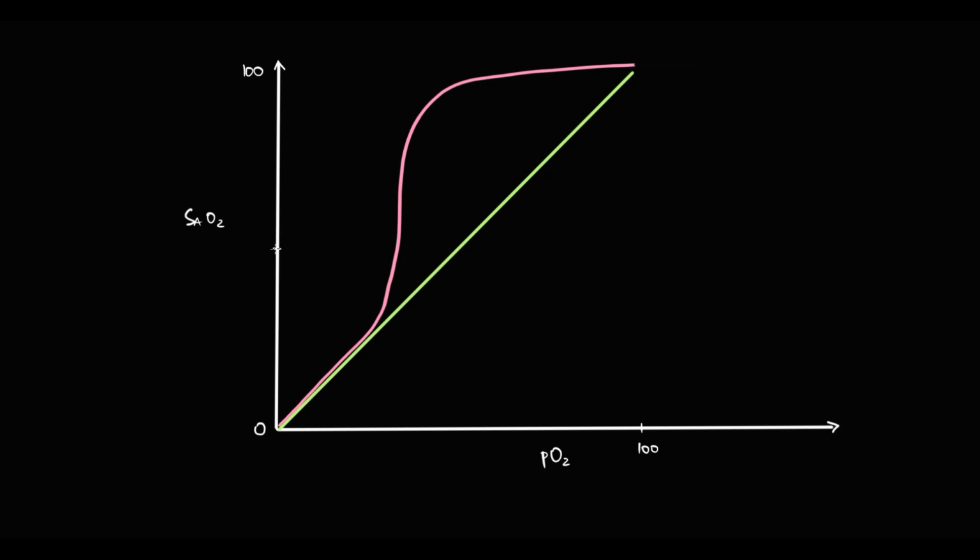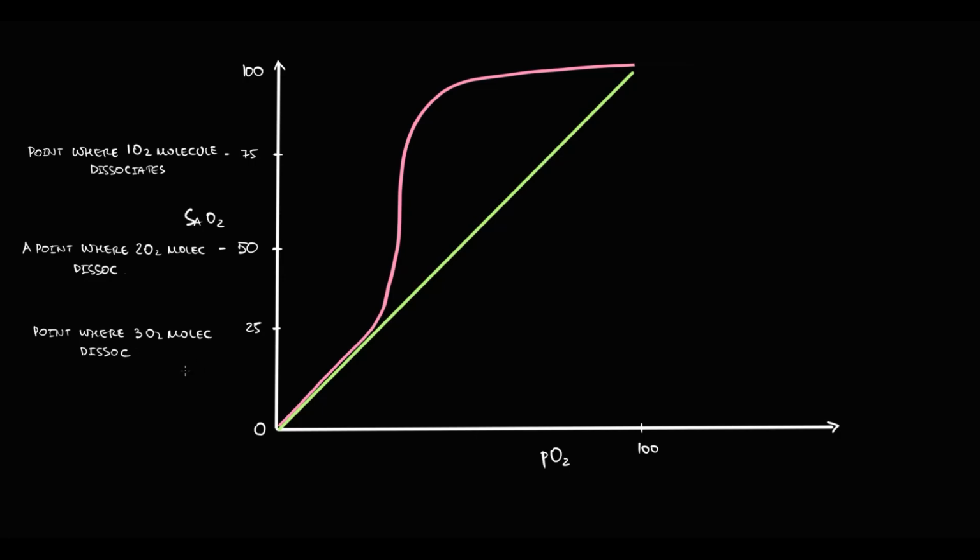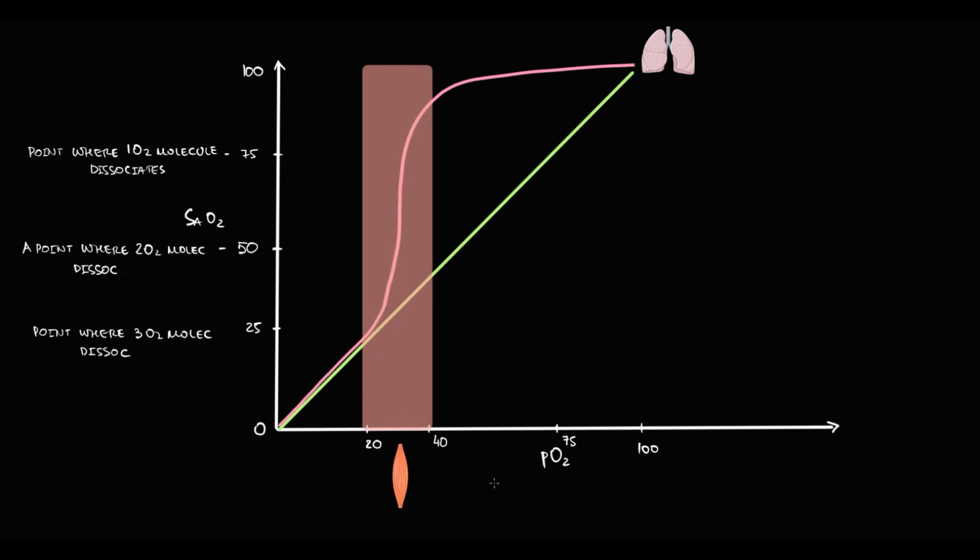So it's a point when hemoglobin loses two oxygen molecules and becomes 50% saturated, a point when hemoglobin loses the first oxygen molecule and becomes 75% saturated, and loss of three oxygen molecules makes hemoglobin 25% saturated. We have to know that our tissues have partial pressure of oxygen between 20 and 40. So this red area is where hemoglobin should drop oxygen molecules.